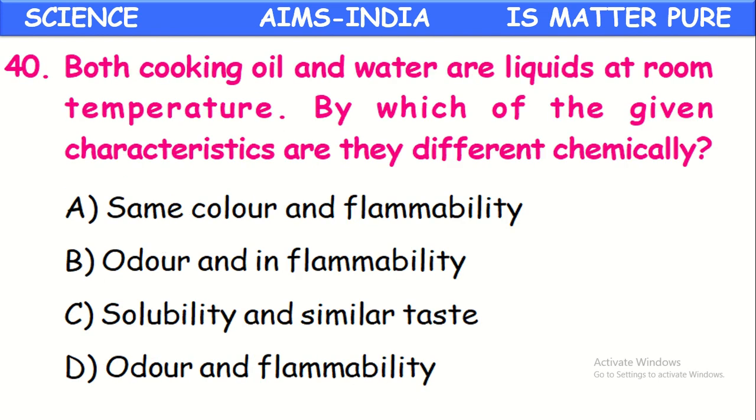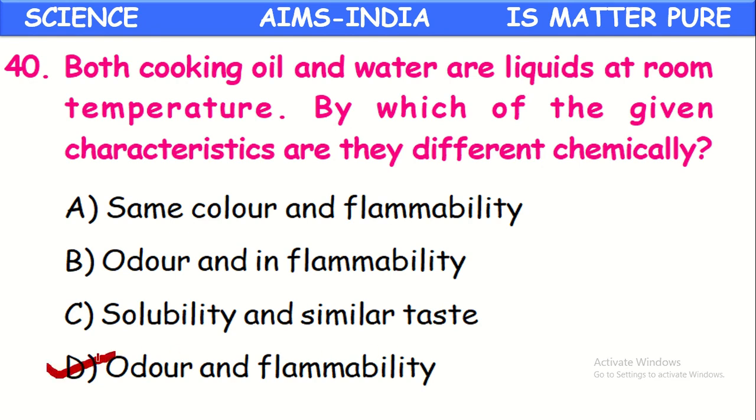Next question. Both cooking oil and water are liquids at room temperature. Yes, both are liquids. By which of the given characteristics are they different chemically? So which characteristic is different for these two liquids, oil and water? Same color and flammability, odor and inflammability, solubility and similar taste, odor and flammability.